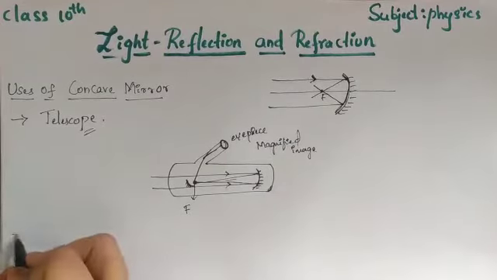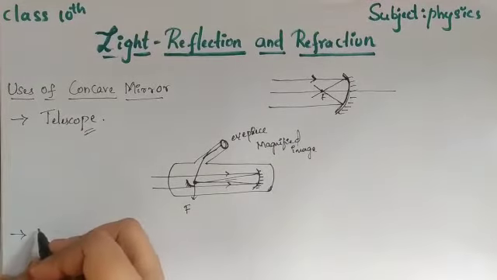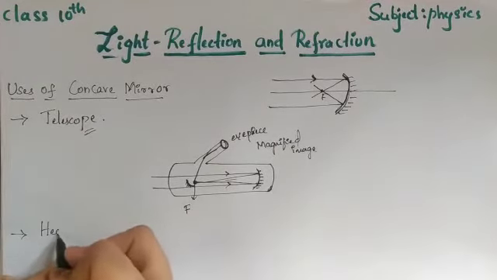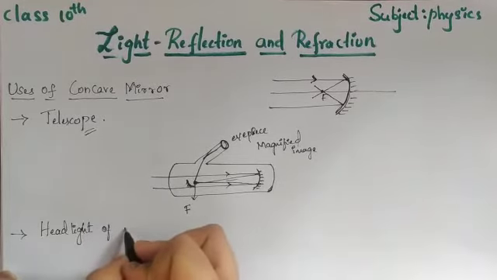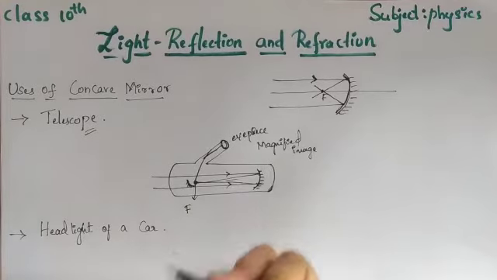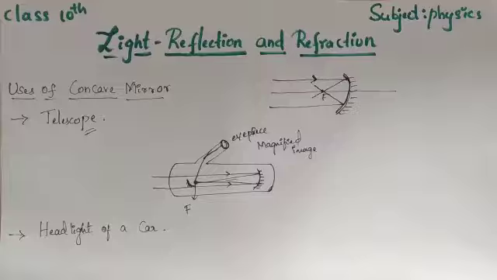The second use of the concave mirror is in the headlights of a car. How the principle acts here: take the headlight of a car, or you can take a flashlight. Okay, the flashlight and the headlight of a car are the same. In both cases they are using a concave mirror.